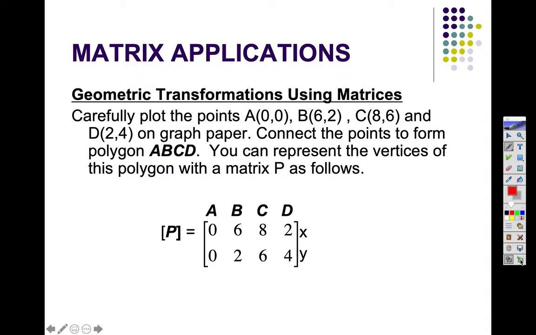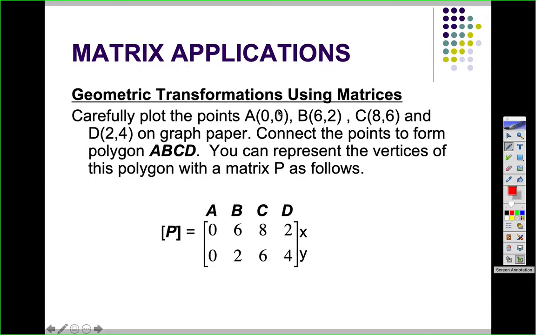For all of this week, you're going to envision you have a shape, and that shape is made up of points. So if I had graph paper right here, X and Y, this shape would have point A at 0, 0. So that would be my point A. Point B would be at 6, 2. So you'd go out to 6, 1, 2, 3, 4, 5, 6, and then you'd go up 1, 2. 6, 2 would be my point B.